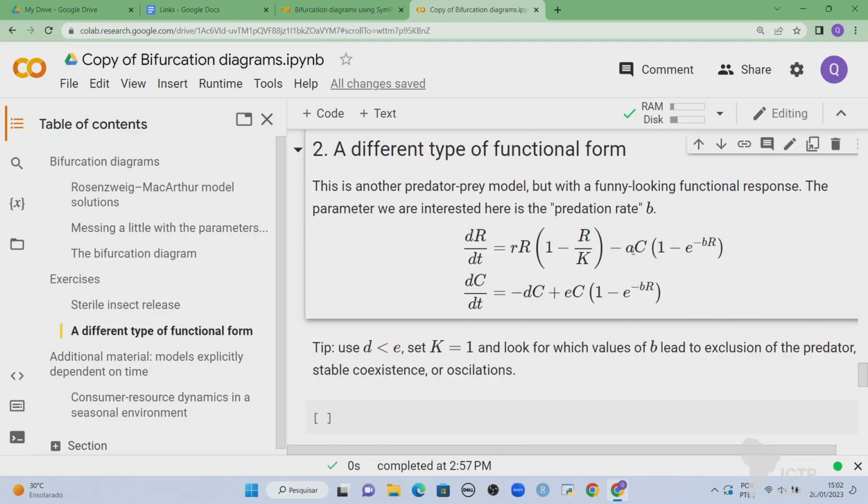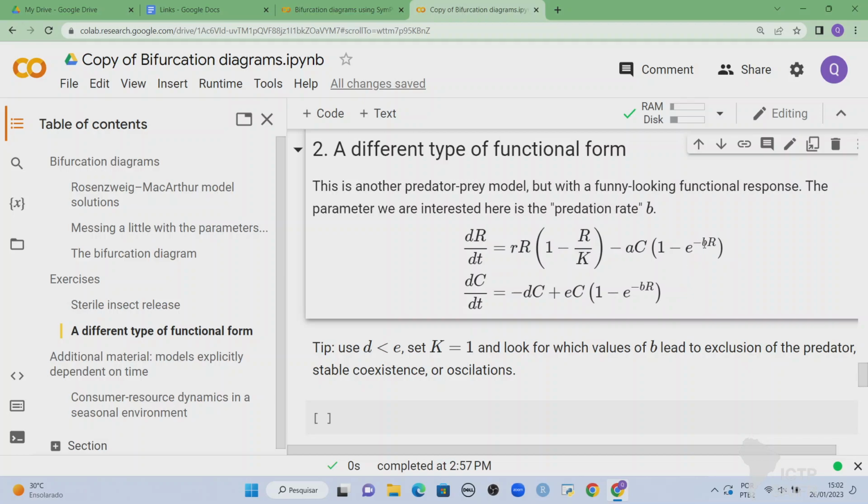Okay, but then this functional response has a very strange shape. It's 1 minus an exponential and so on, and there's no R multiplying here. It's kind of funny, okay? But it's still reasonable. So what happens when b is 0? This is the exponential of 0, which is 1, and then I have 1 minus 1 is 0. So the consumption rate is 0. If b is 0, there's no consumption.